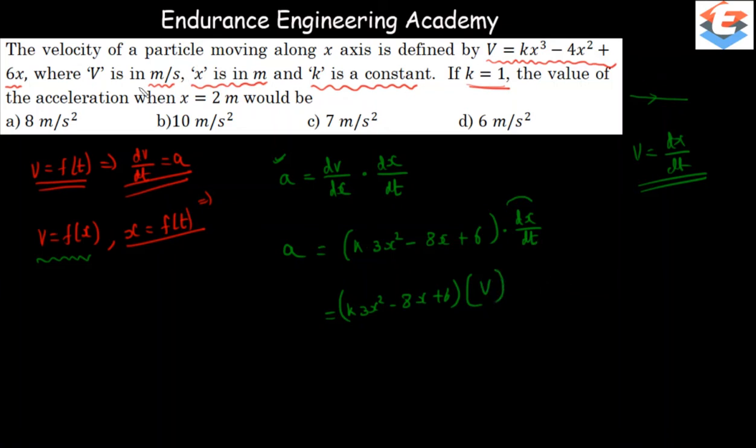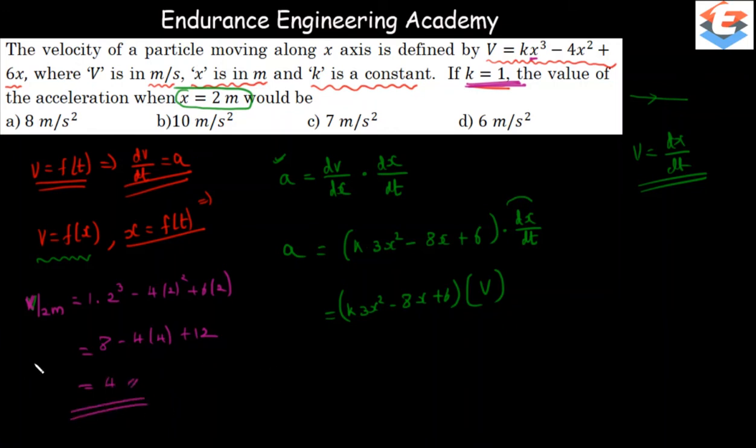Now they are asking at 2 meters. So first let me find out velocity at 2 meters. If I substitute x is equal to 2 here, and also they gave k is equal to 1, so 1 into 2 cube minus 4 into 2 square plus 6 into 2. So this is going to be 8 minus 16 plus 12, which is 20 minus 16, finally 4. So velocity at 2 meters was 4 meter per second.